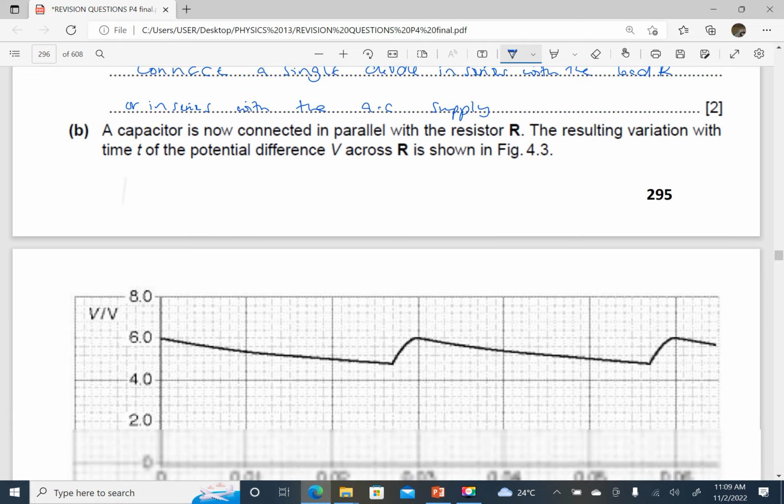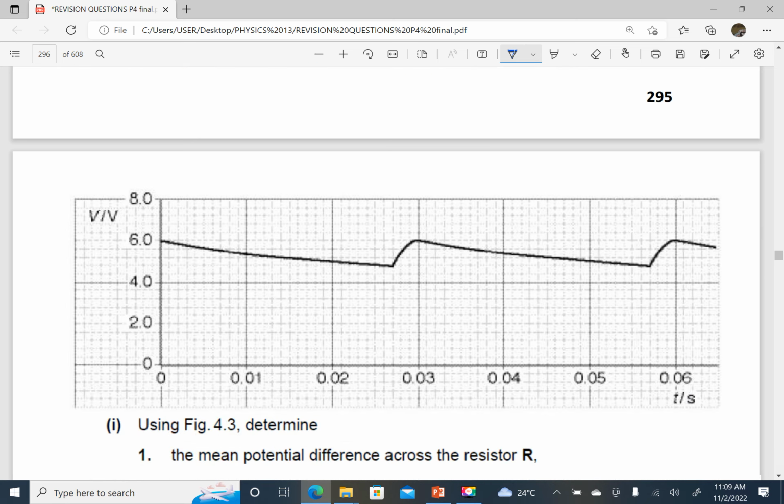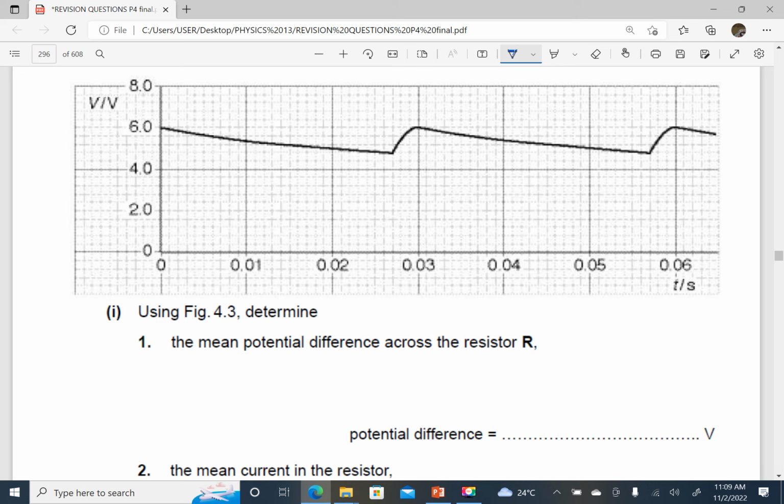So here we have a capacitor. Of course, we know that a capacitor reduces fluctuations. It prevents the output voltage from going back to zero. Use the figure to determine the mean potential difference across the resistor R. We want the average potential difference.